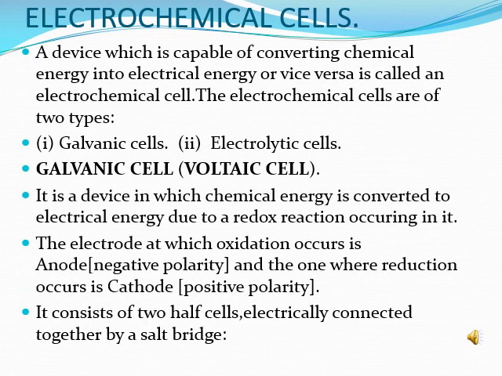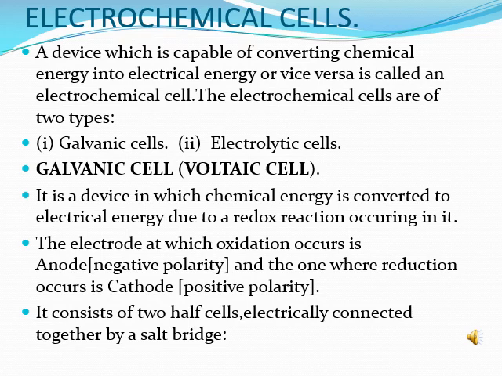Electrochemical cells. Now electrochemical cells convert chemical energy to electrical energy or vice versa, and they are of two types. Number 1, galvanic cell, and number 2, electrolytic cells. As far as galvanic cell or voltaic cell is concerned, well, it is a device in which the chemical energy is converted to electrical energy due to a redox reaction taking place in it.